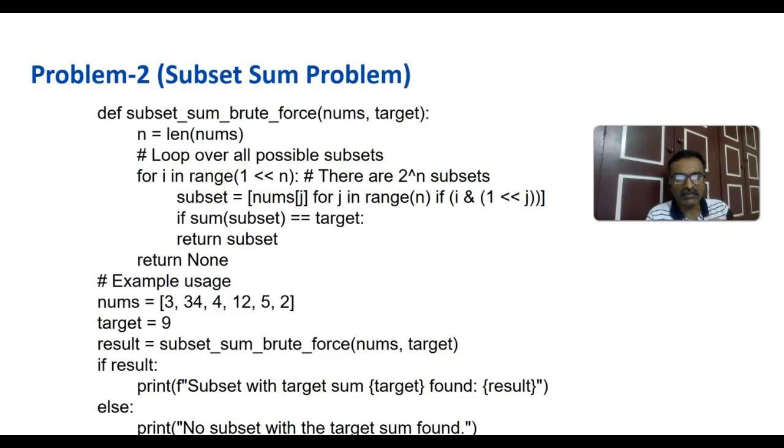Our sum of the subset is equal to target, then return the subset, and the print statement is written outside the function.